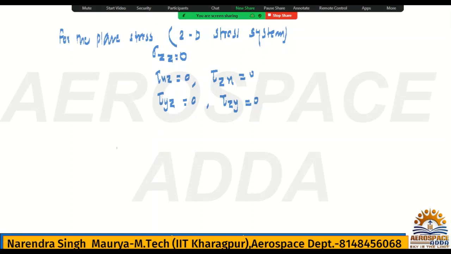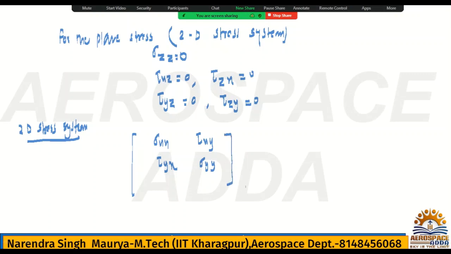Now if you check the matrices, what will be the matrices now for the 2D stress system? So we have a 2D stress system, and for this the stress will be sigma xx, tau xy, tau xz will be 0. Then next tau yx, sigma yy, and tau yz will be 0. Then here tau zx will be 0, tau zy will be 0, and sigma zz. So this will be the stress.